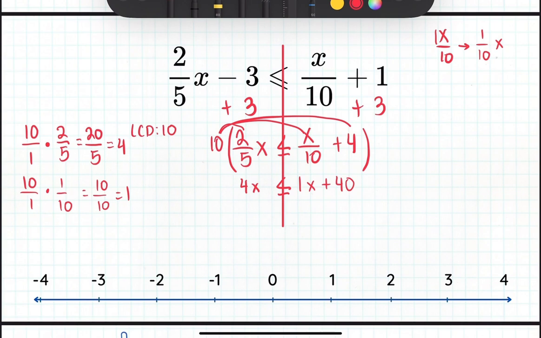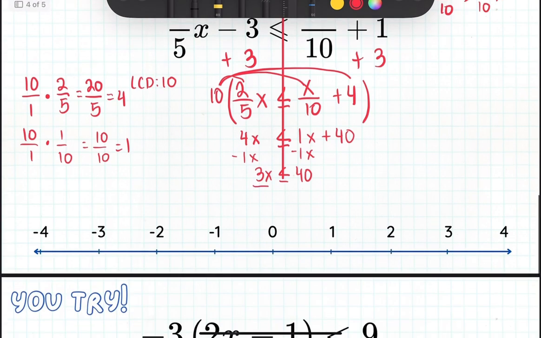So now this is a lot easier to work with versus if you were to convert everything into fractions. And from here, I would just solve like normal. I would do minus 1x minus 1x, and I get left with 3x is less than or equal to 40. And the last step I'm going to do is I'm going to divide by 3 on both sides, and I get left with x is less than or equal to 40 over 3, which will just be simplified to 13.3 repeating.